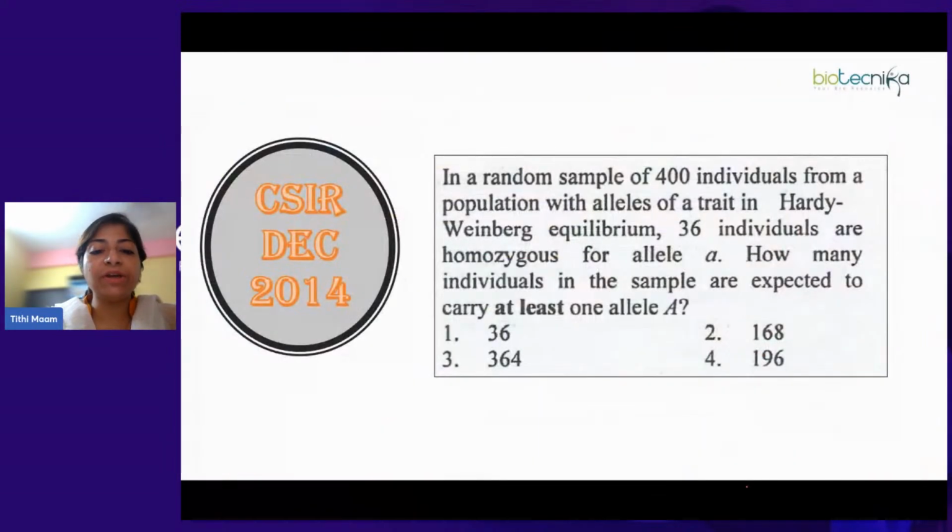All right, moving to the next question. That is from December 2014. So, in a random sample of 400 individuals from a population with alleles of a trait in Hardy-Weinberg equilibrium, 36 individuals are homozygous for allele A. How many individuals in the sample are expected to carry at least one allele, capital A?